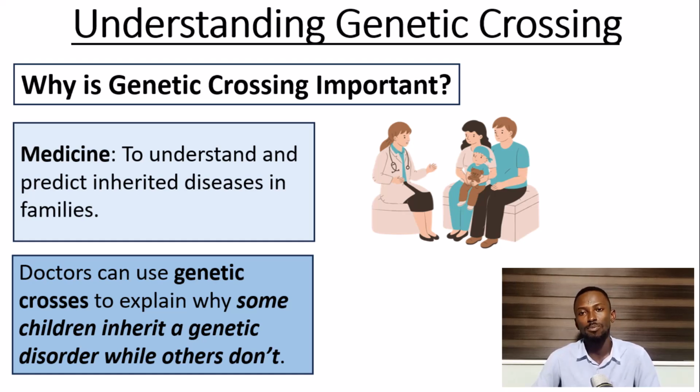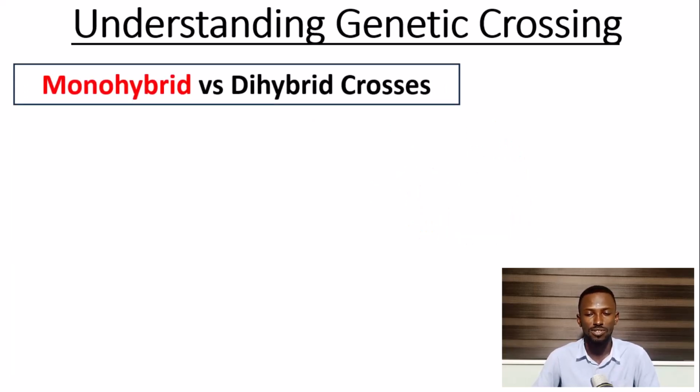So imagine a couple, a man and a woman getting married, and then it is observed that there is an inheritable disease in any one of them, or maybe both of them. So scientists can actually predict the probability of their children having that inheritable disease. That is a classic application of genetic crossing.